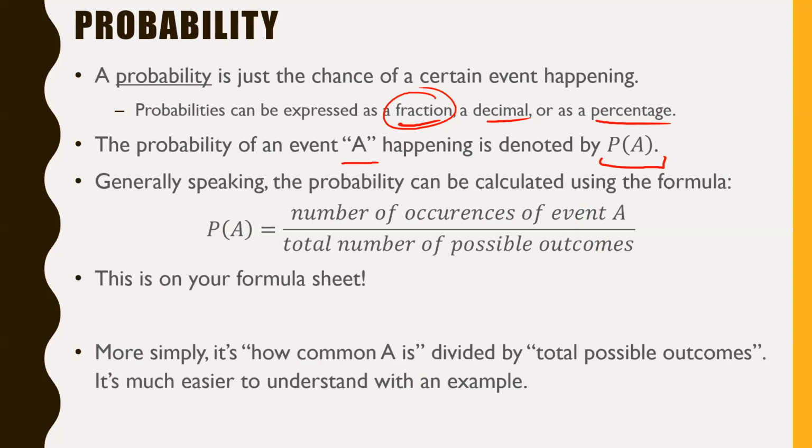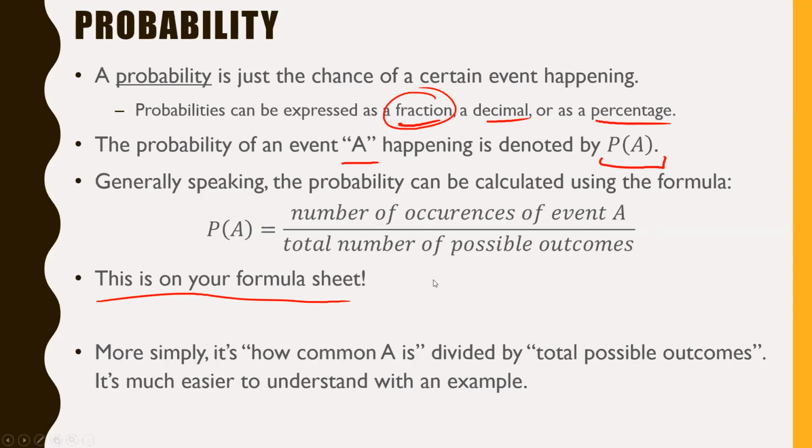That is how you find a probability, generally speaking. That's about as simple as it gets. This is on your formula sheet. If you want it put in a little bit more of a simple term, you could say it's how common A is divided by the total possible outcomes. If this formula looks a little fishy to you, I don't blame you actually, because it is kind of vague with how it's worded, but it's much easier to understand with an example, which is what we're going to get to right now.